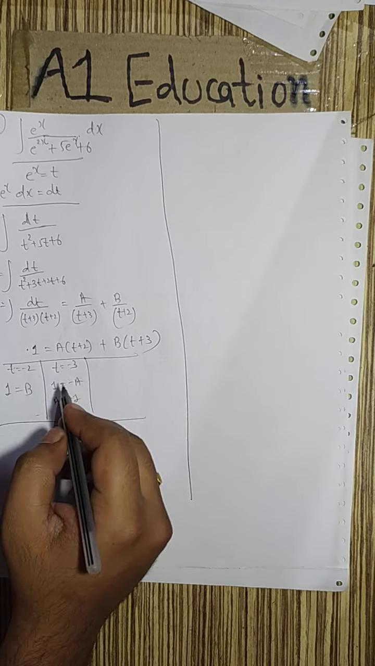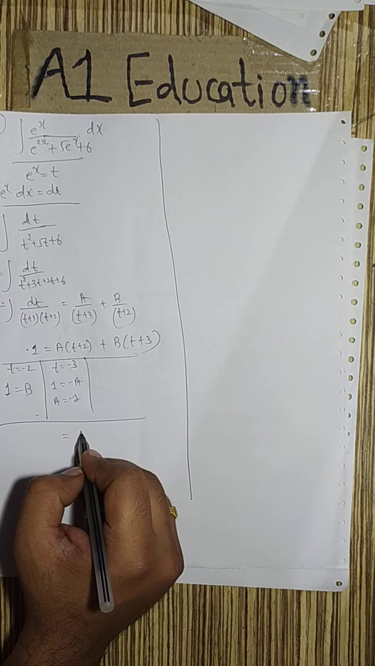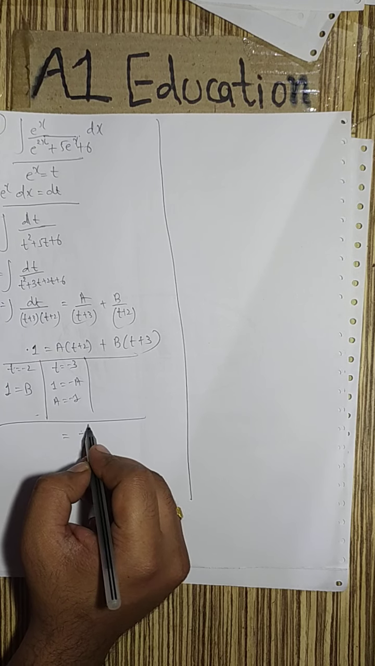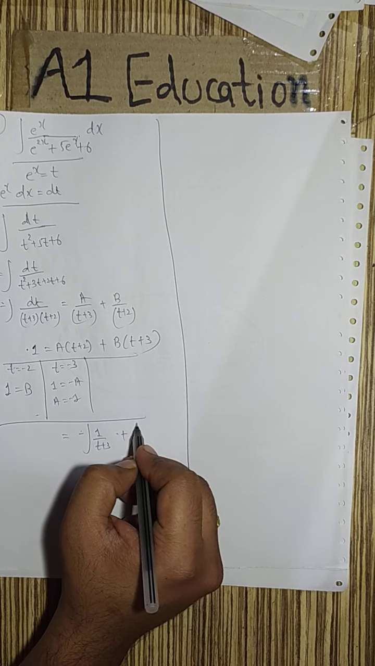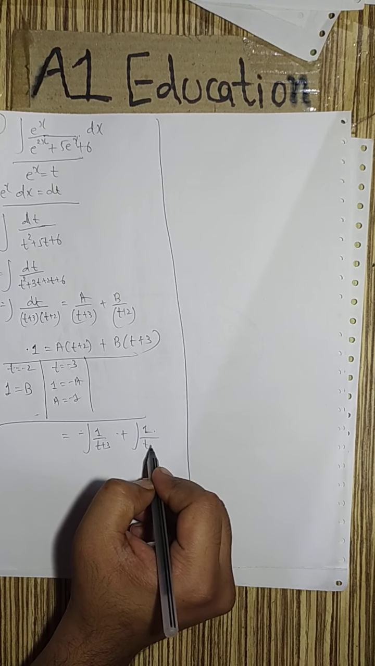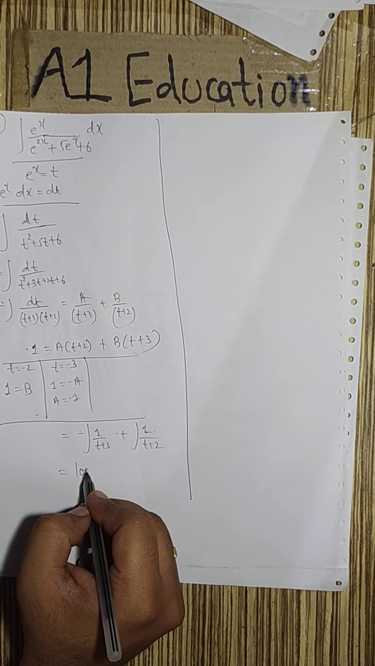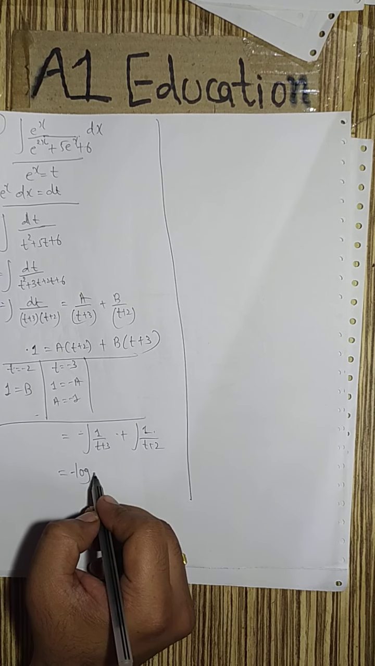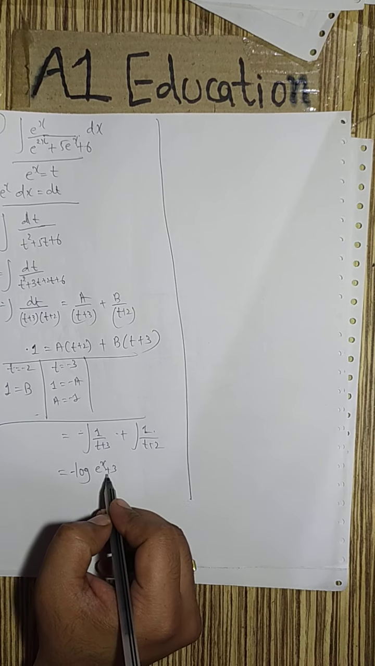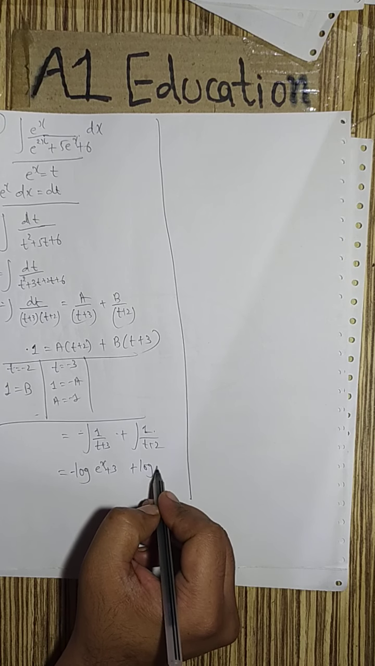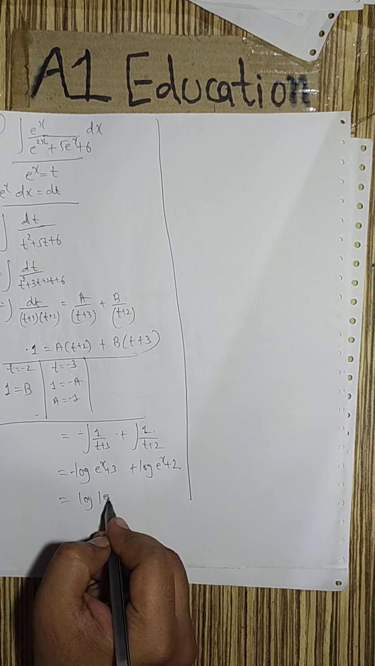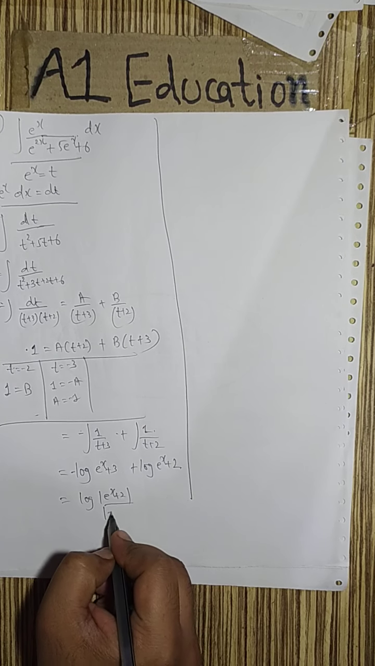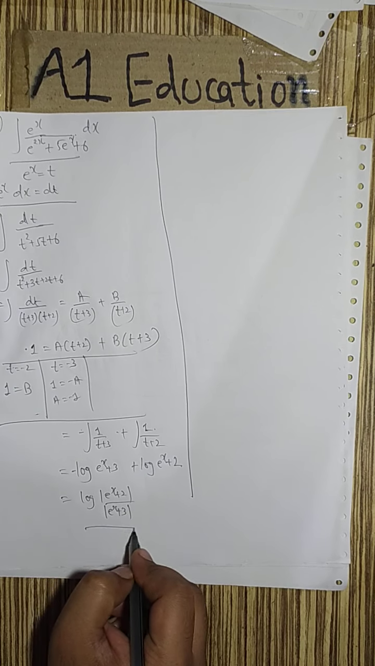Using this in our integration, we get minus 1 upon t plus 3 and plus b is 1 upon t plus 2. So that will be minus log of t plus 3, substitute its value, plus log of e to the power x plus 2. So log of e to the x plus 2 upon e to the x plus 3, which is the correct answer.